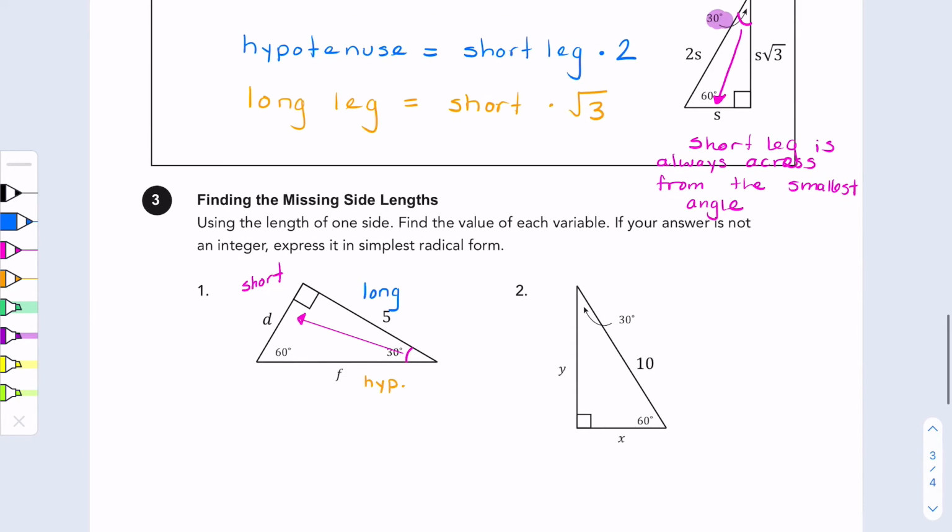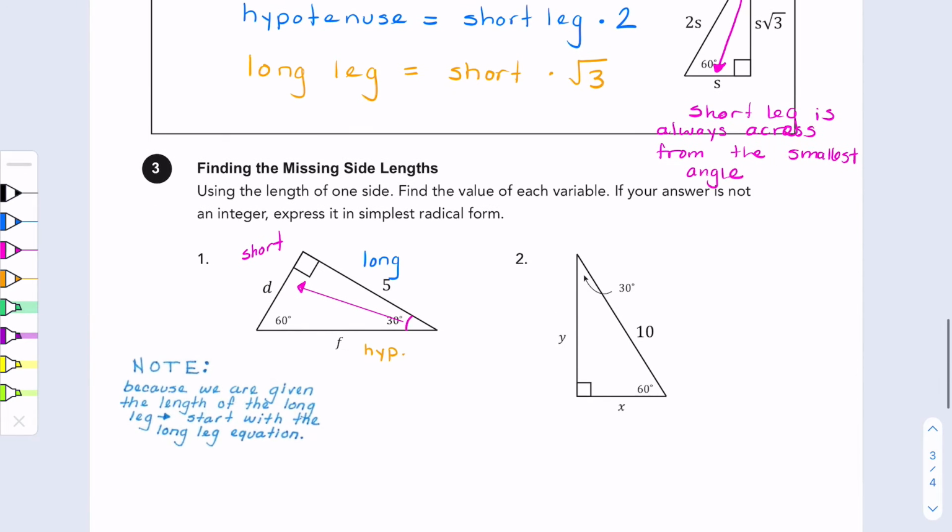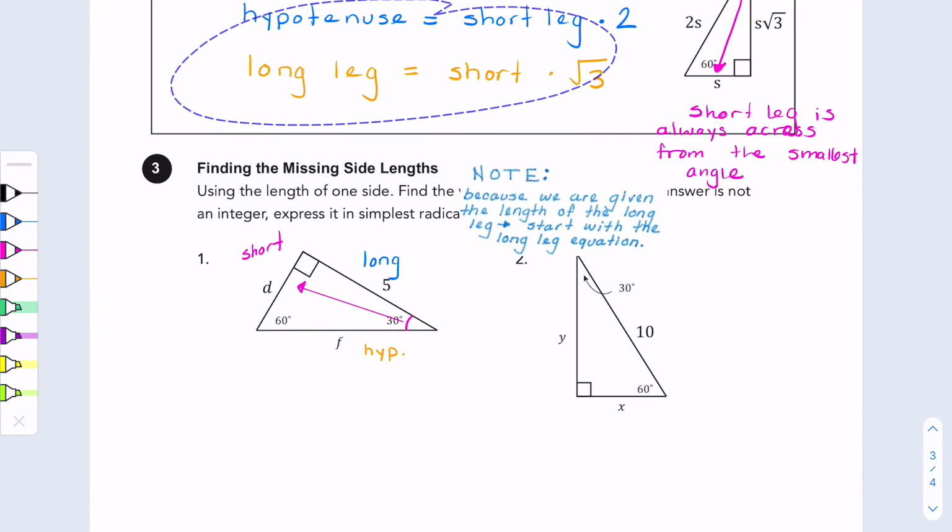Okay, now we have two formulas to choose from, so which one do we start with? And I have a note that I find to always be helpful, and the note says, because we are given the length of the long leg, you want to start with the long leg equation. So you always want to identify what you have and how you can apply it to one of these formulas.